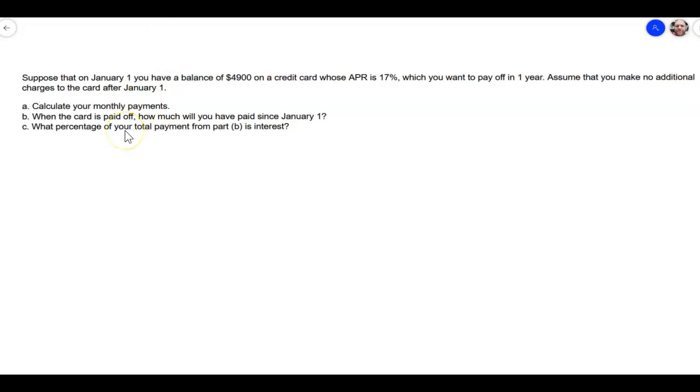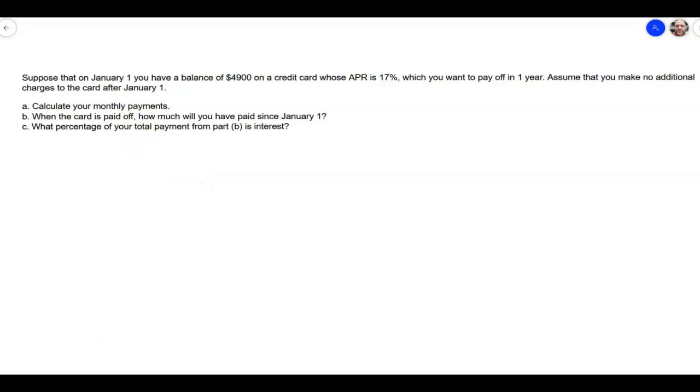It says, suppose that on January 1st you have a balance of $4,900 on a credit card whose APR is 17%, which you want to pay off in 1 year. Assume that you make no additional charges to the card after January 1st. We have a three-part question here, so calculate your monthly payments. When the card is paid off, how much will you have paid since January 1st? And what percentage of your total payment from Part B is interest?